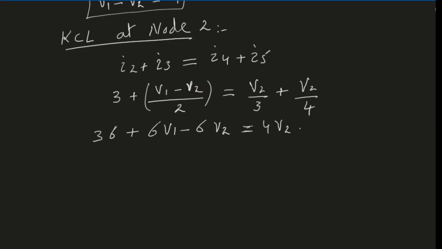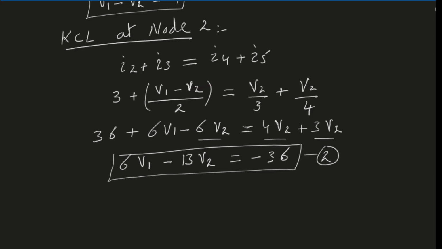So 4V2 plus 3V2. Now, let's see how many V2 terms we have. We have 4 and 3, 7, and negative 6. So if I bring the terms to the left-hand side, this will be negative 13. So I will have 6V1 minus 13V2 equals negative 36. So this will be my second equation.